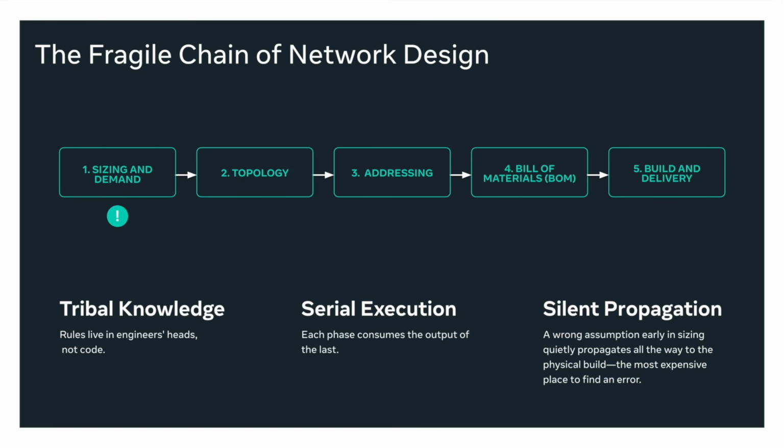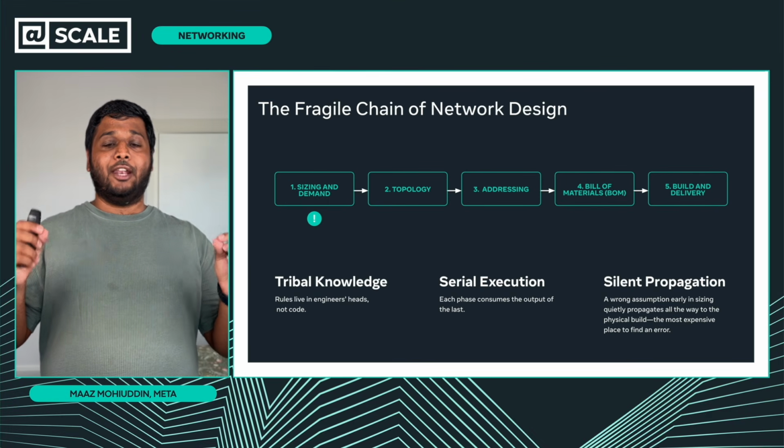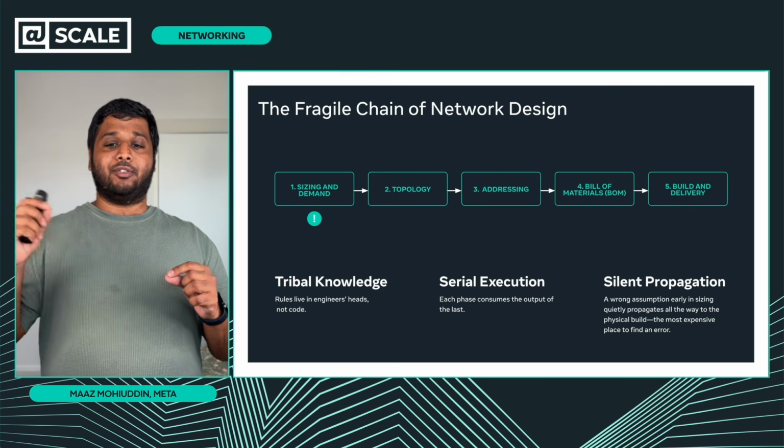A business need gets sized into a demand, turns into a topology. Topology goes through low-level design like addressing, and once that is known to work, we get a BOM that tells us what to ship, where to ship, and when to ship. And once that lands on site, we rack, stack, cable, and configure. This chain has handoffs. Every arrow there is a handoff, and every handoff is fragile.